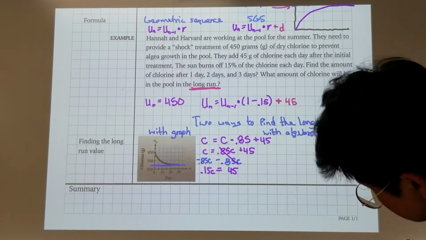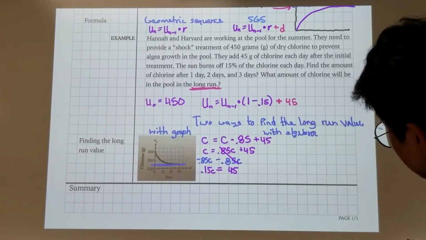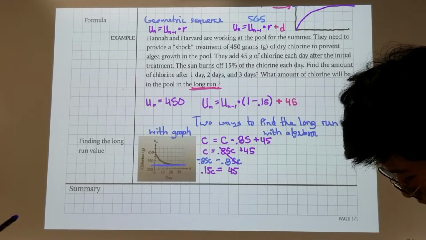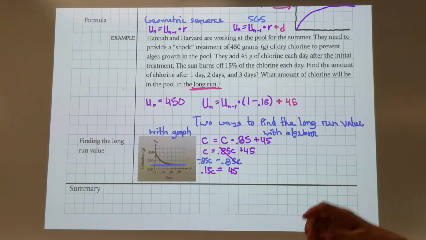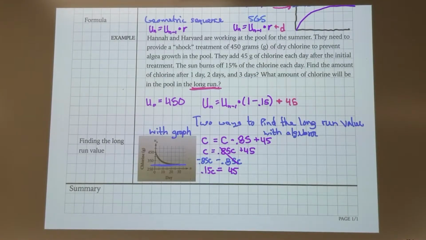Can we back up a step? So, we had 0.85c plus 45. I subtracted 0.85c from both sides. What are the minus... minus 0.85? That's what I'm doing. I'm moving things to the other side of the equation to balance.